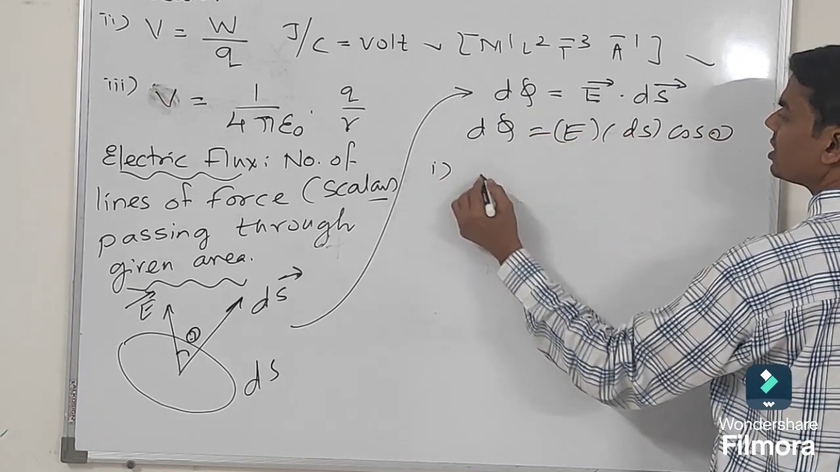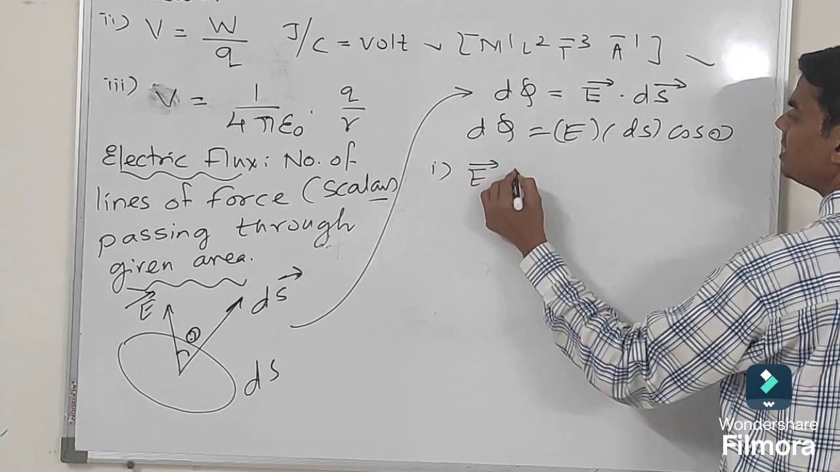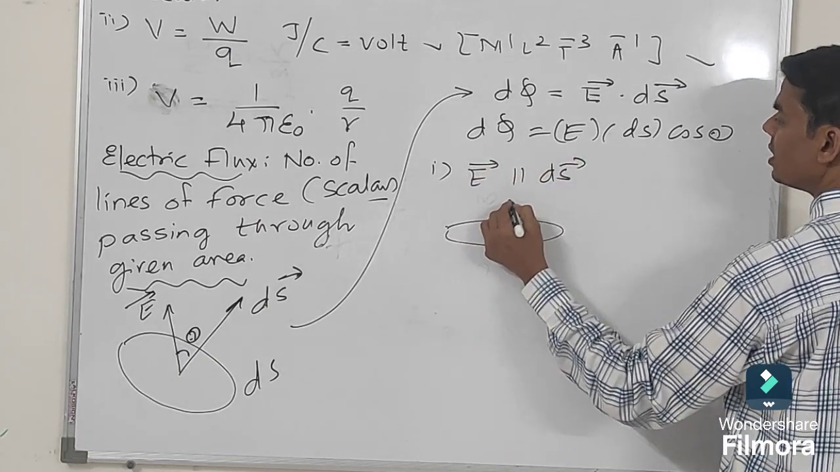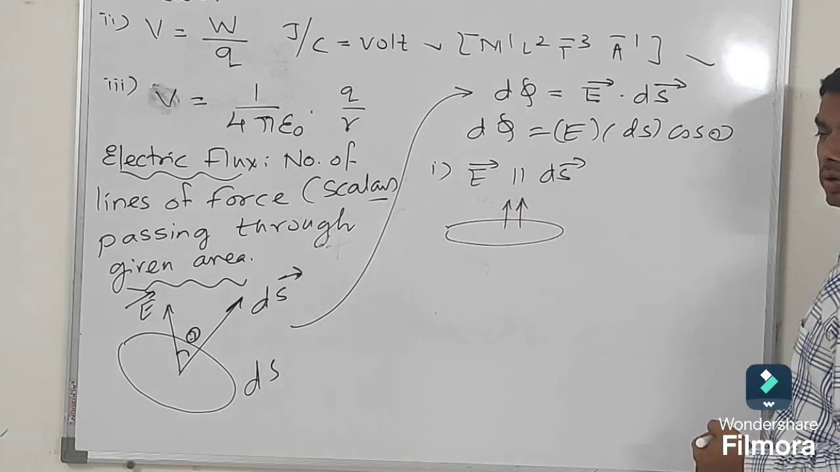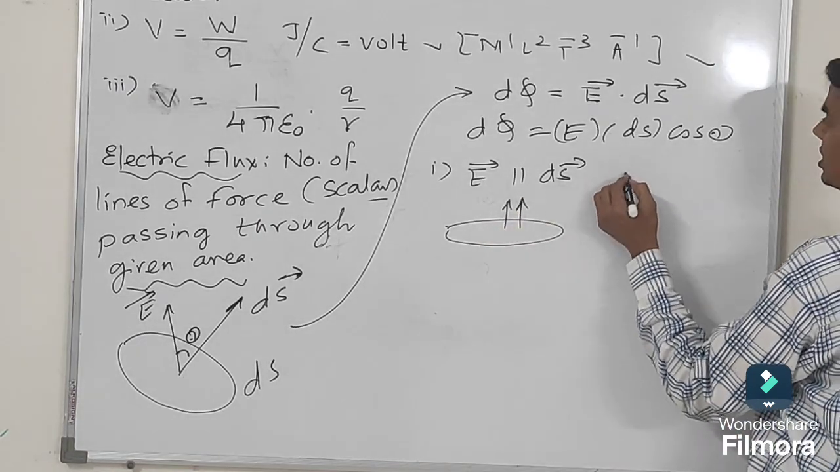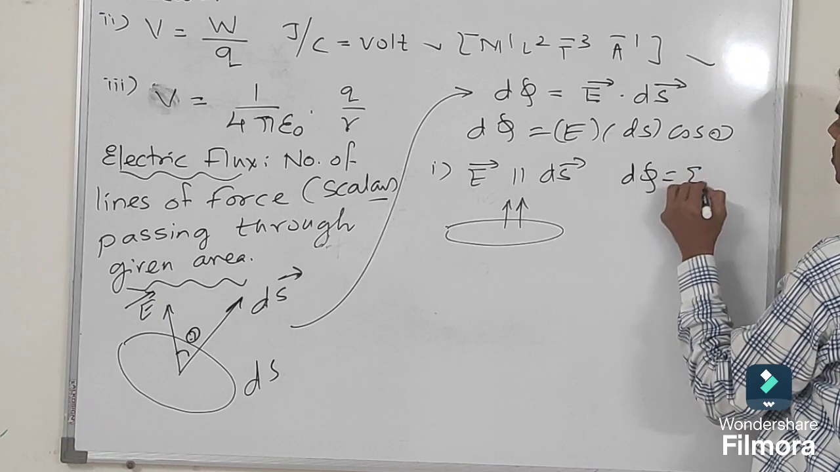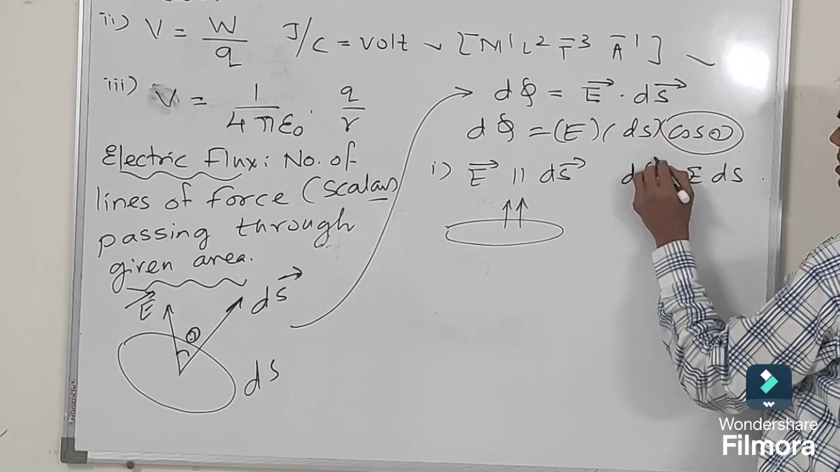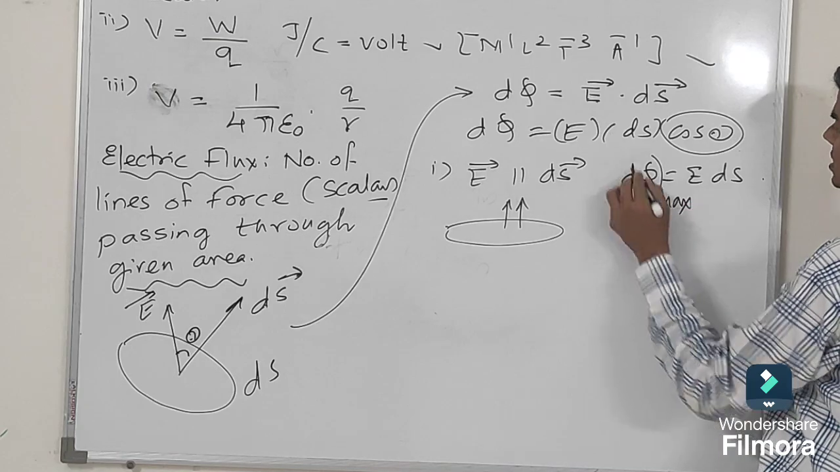Now there are two special cases. Suppose that electric intensity is parallel to ds bar, which means it is perpendicular to the surface. So theta is 0 and d phi is equal to E ds, because cos 0 is 1 and it is the maximum value, so we have maximum flux here.